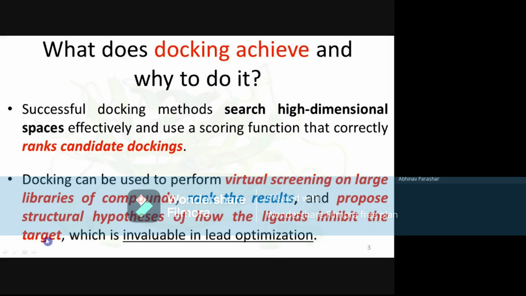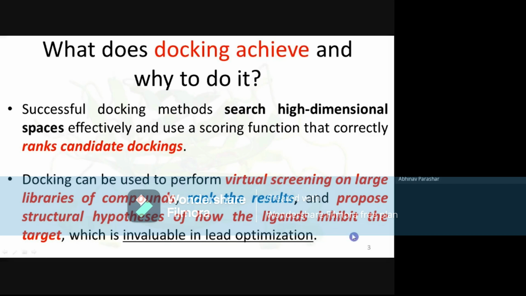We all are facing the global pandemic, COVID-19, and the whole world is trying to find a solution to that. If there are molecules that can bind and inhibit the viral protein from attacking humans, we can somehow manage to control the spread of COVID-19, and you can also get a very successful drug if you have any ligand which is a very promising inhibitor. So we can propose a structural hypothesis of how the ligands inhibit the target using molecular docking. Now, all these things are invaluable in lead optimization.